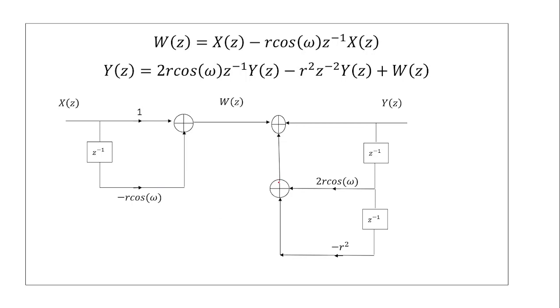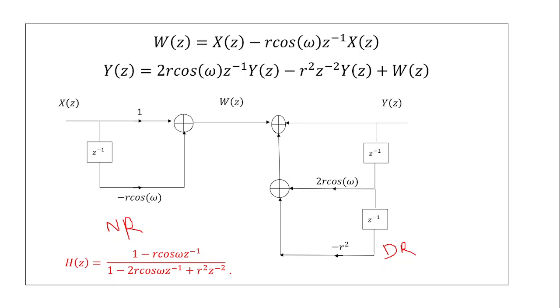Right. So in the shortcut method, to get your H of Z, this side will be given by the numerator, and this side will be given by the denominator. The numerator has Z inverse, so only one delay, right? The first value will be 1 and the second value will be minus r cos omega. You can drop it straight away. This side is your denominator.